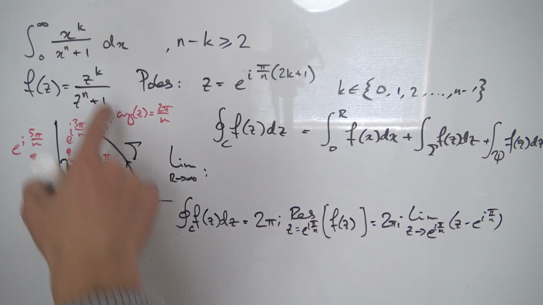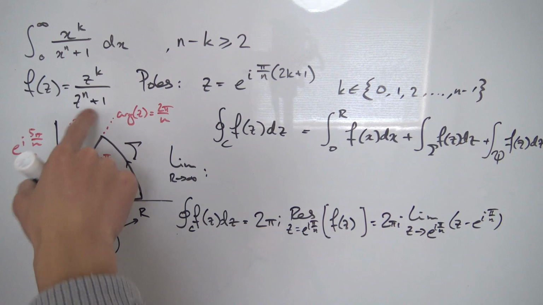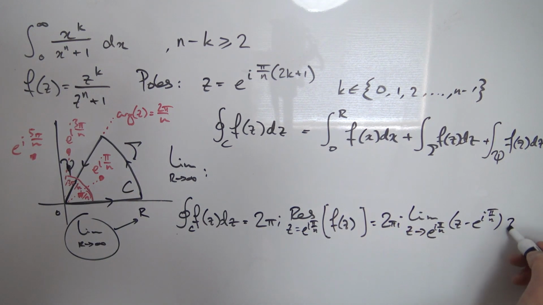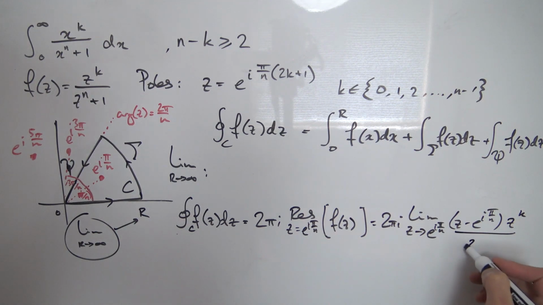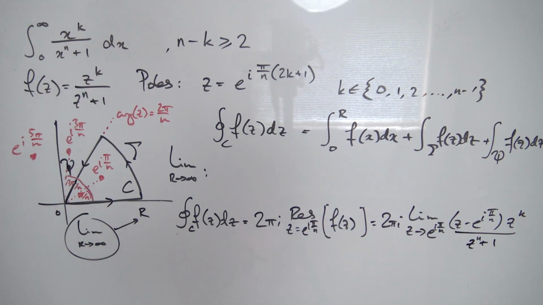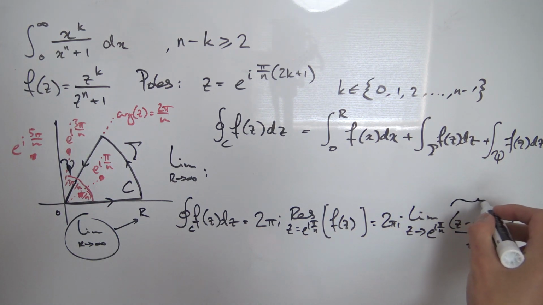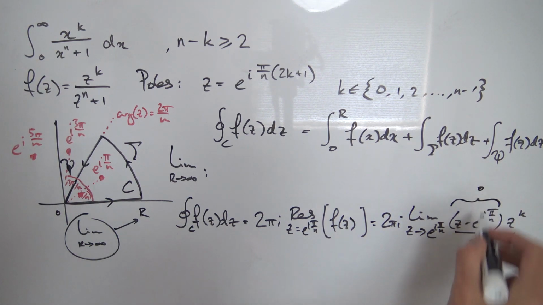But our f of z is z to the k over z to the n+1, and if we multiply that in, I'm just going to write it like this, so kind of combining everything together, we're going to get a limit that looks something like this. This looks a little bit nasty to evaluate, but it's actually not too bad to do, because in fact if you look on the numerator right here, as z approaches e to the i pi over n, this part, that's going to kind of go to 0.